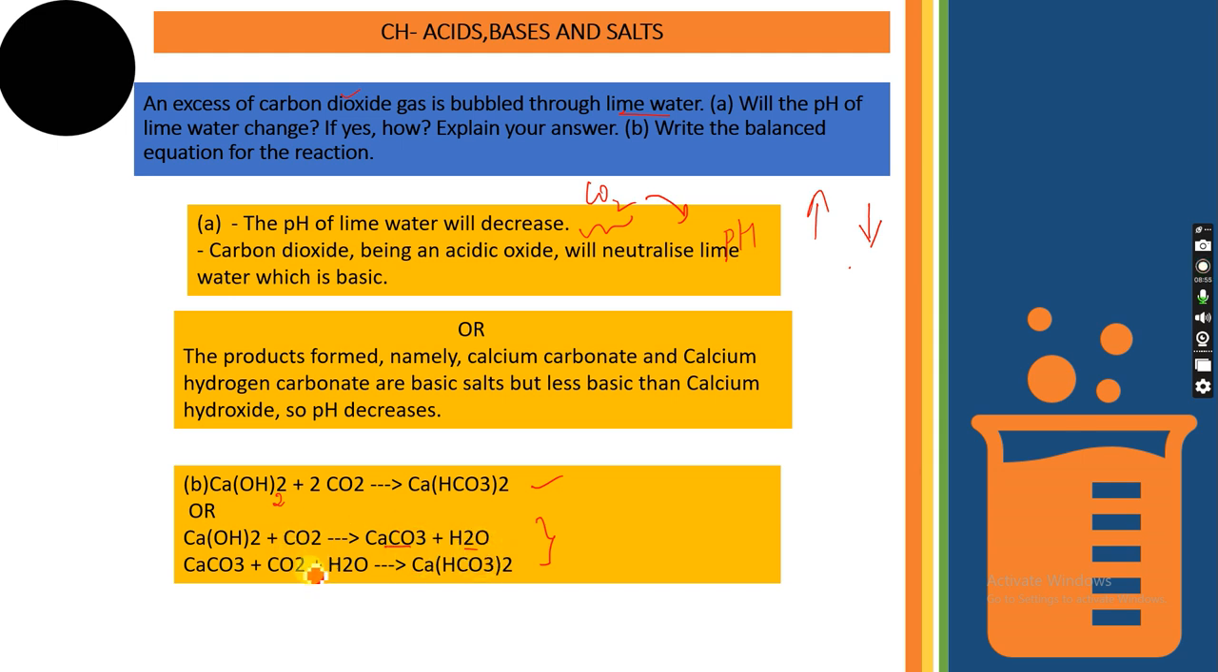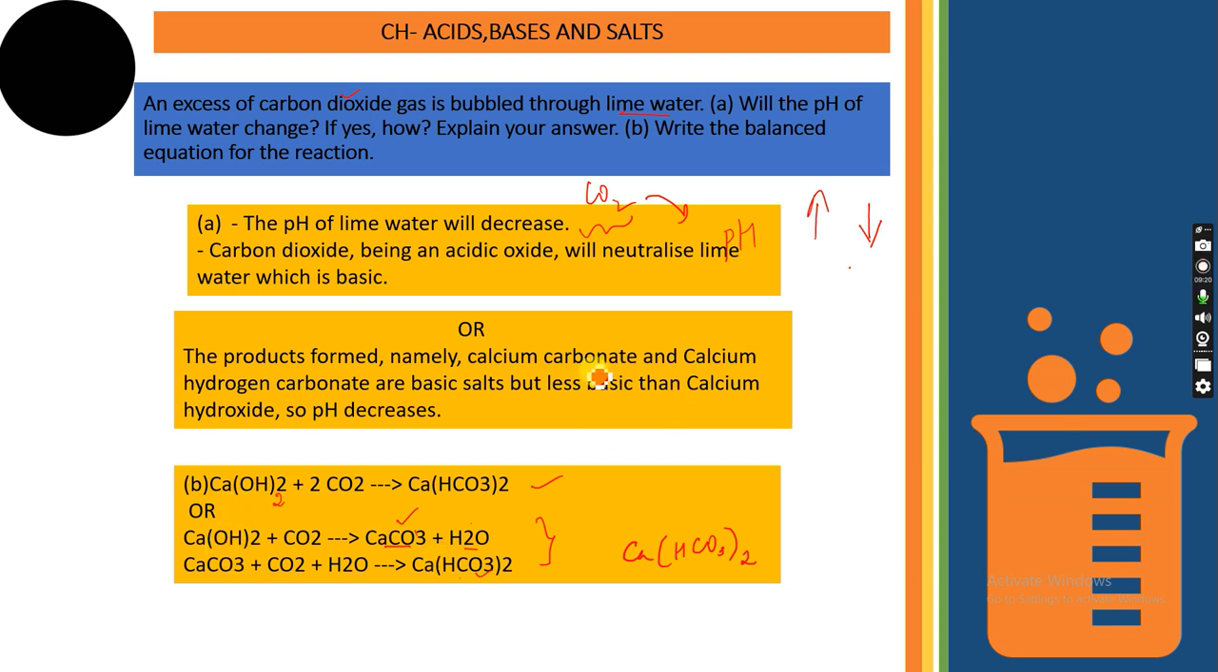Again, excess of carbon dioxide when you put along with water, it forms calcium bicarbonate. So this formula is Ca(HCO3)2. Now in both the cases, what is happening? The products formed are calcium carbonate and calcium hydrogen carbonate. So both are basic in nature, but these are less basic than calcium hydroxide.